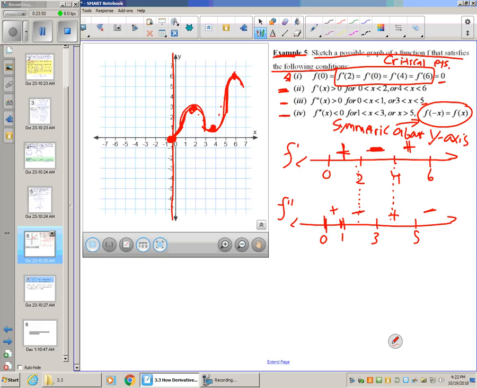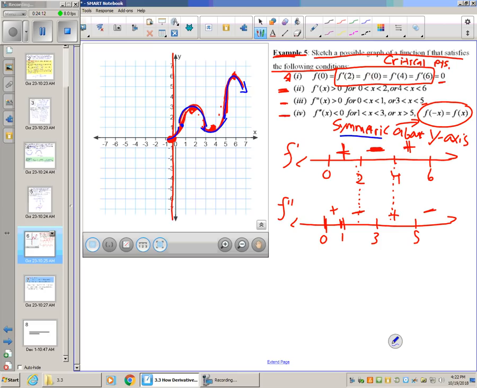Okay, the concavity kind of comes with practice. But at, let's see, at 1 is where it changes concavity. At 3 is when I'm trying to change concavity. And at 5, it's changing concavity again. So here's concave up, concave down, concave up, concave down. And there's a pretty good drawing of the graph.